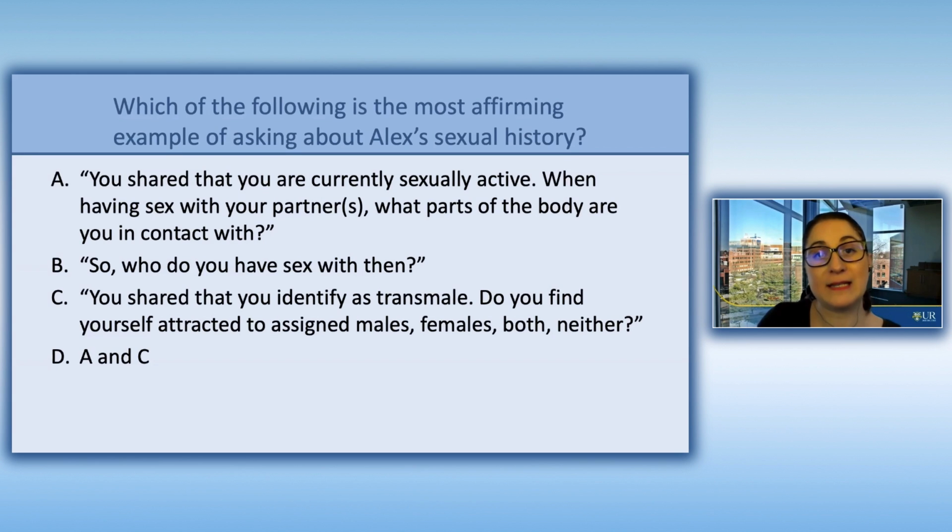Which of the following is the most affirming example of asking about Alex's sexual history? A, you shared that you are currently sexually active. When having sex with your partners, what parts of the body are you in contact with? B, so who do you have sex with then? C, you shared that you identify as trans male. Do you find yourself attracted to assigned males, females, both, or neither? And D, choice A and C.